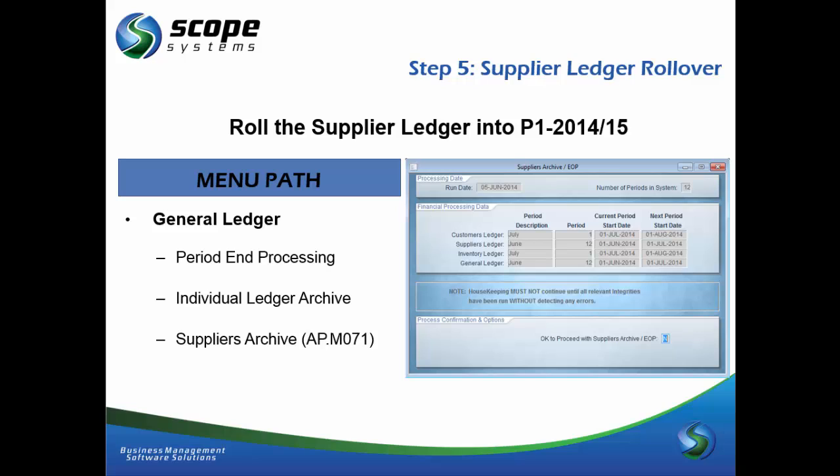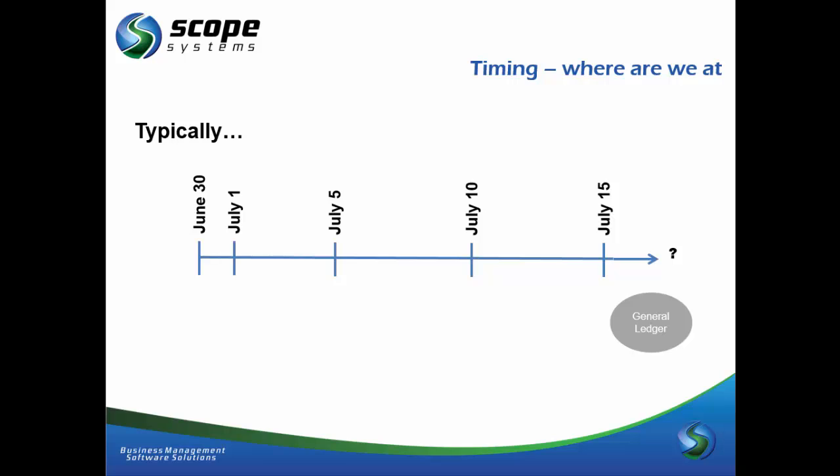The supplier ledger rollover. Rolling the supplier ledger into period 1, 2015. The menu path is, surprise, general ledger, period end processing, individual ledger archive, and supplier archive. Click OK to proceed with supplier archive equals Y.